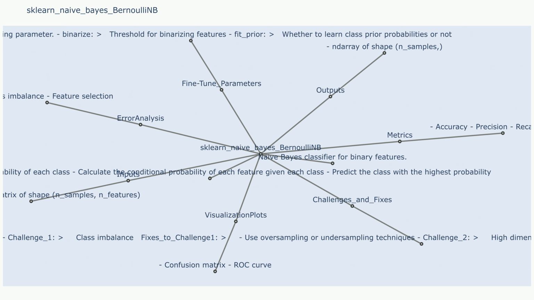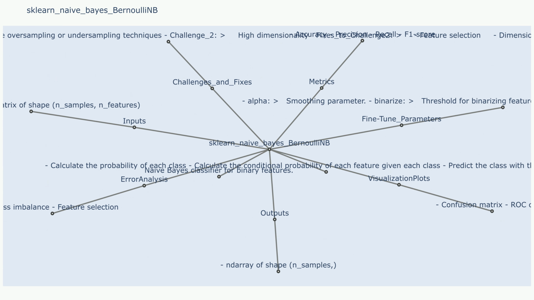Metrics. Accuracy: the proportion of correctly classified data points. Precision: the proportion of correctly classified positive samples among all predicted positives.